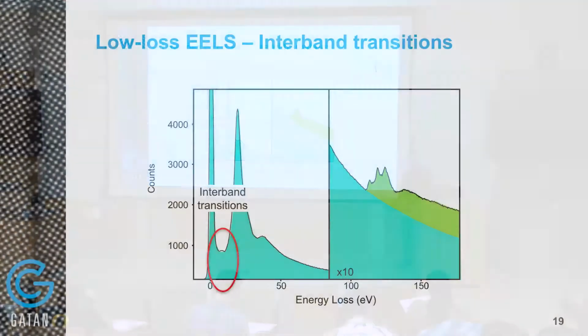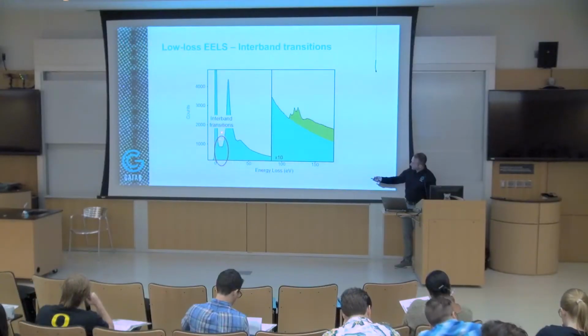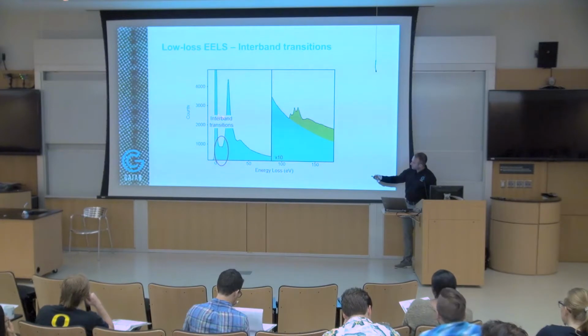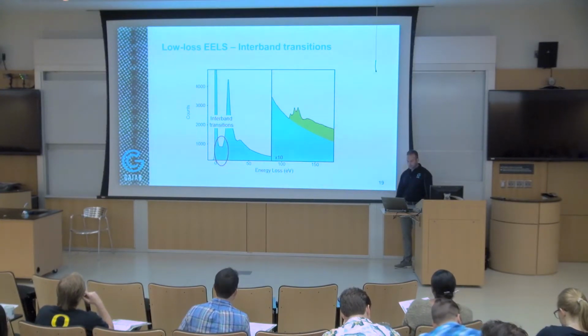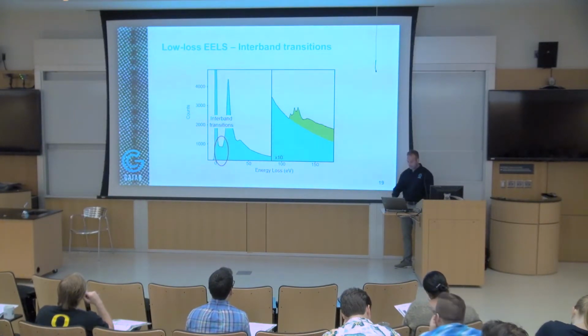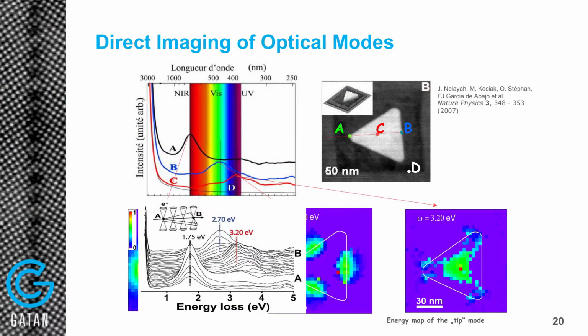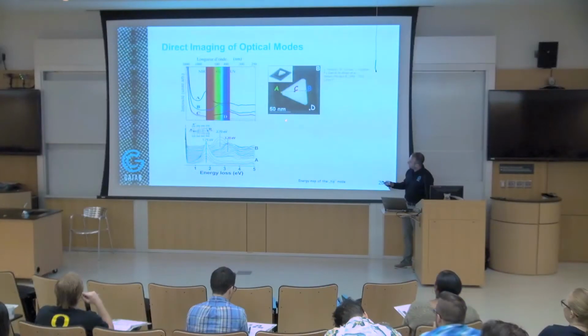Other important features located down here, in general between the plasmon peak and the zero loss peak, are called interband transitions. We learned that these transitions originate from electrons going from some levels in the valence band into some levels in the conduction band. Some of these features are actually very important for optical studies.